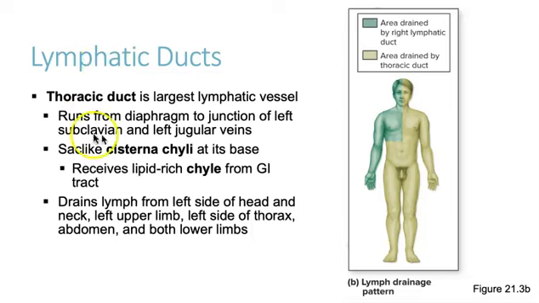And here's a bit more about that thoracic duct. So this is our largest lymphatic vessel. It's running from the area of the diaphragm to the junction of the left subclavian and left internal jugular veins. And like we said, we had that sac-like structure, the cisterna chyli, at the base. And it's receiving that lipid-rich chyle from the GI tract.